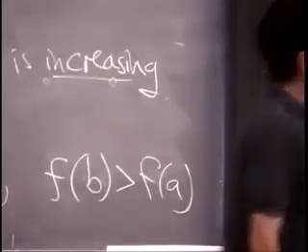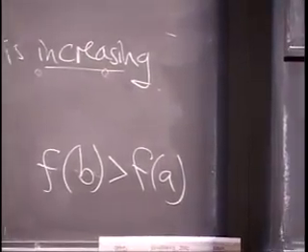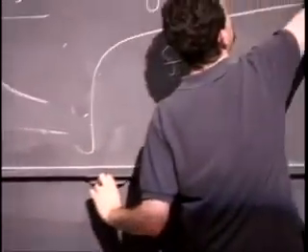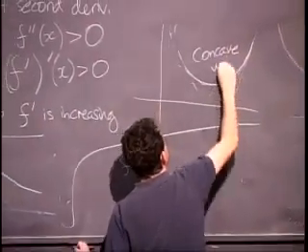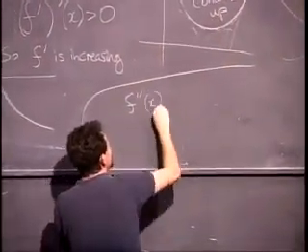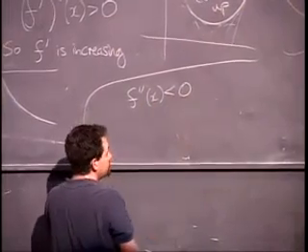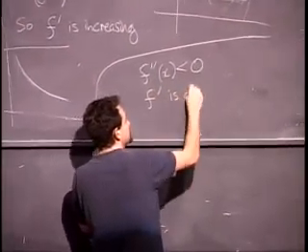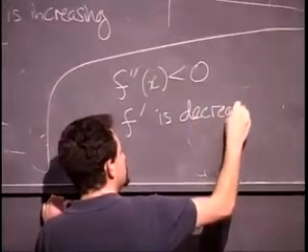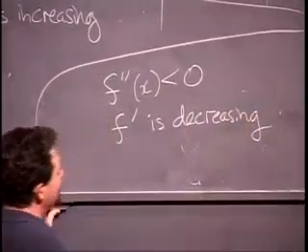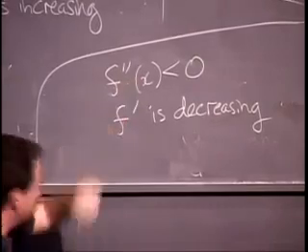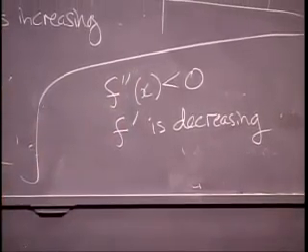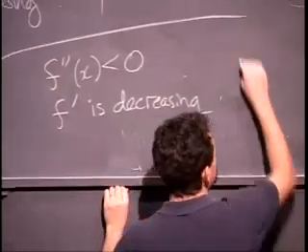Now, I should tell you what happens if, on the other hand, f double prime, so let me just mark this as concave up. What about f double prime negative? What does that mean? Well, that means that the derivative is decreasing, because the derivative of the derivative is negative. So the derivative itself is decreasing. It's exactly the same as what we said over there. And that looks like this.